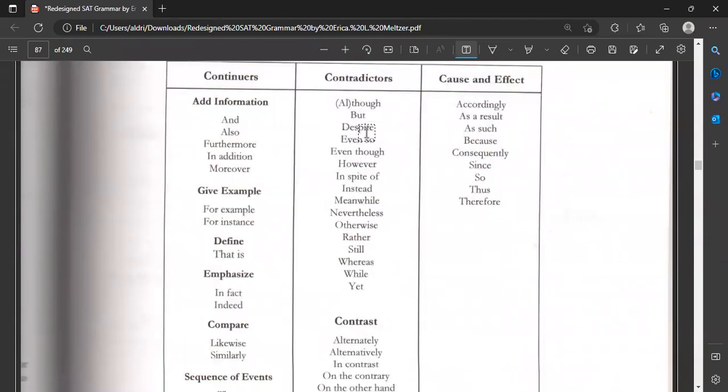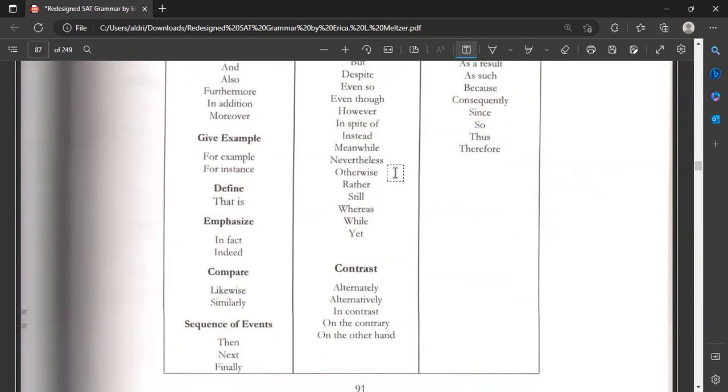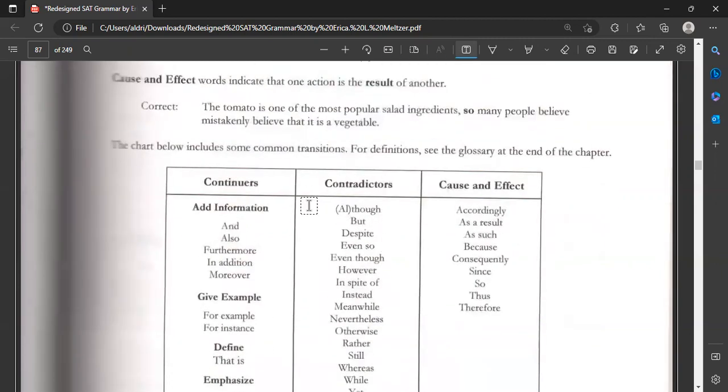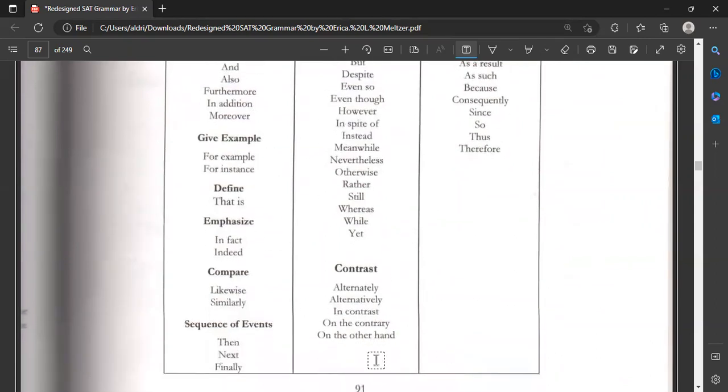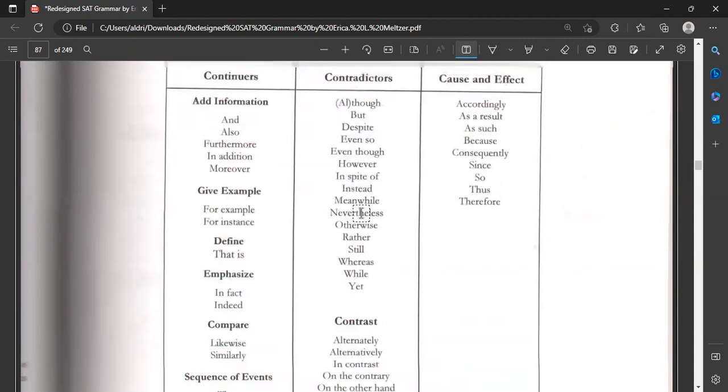We have contradictors: although, but, despite, even so, even though, however, in spite of. Just remember that when you're using despite, the word despite is used as it is, but when you're using in spite, it needs to be followed by the word of, this preposition of. So despite and in spite of. Instead, meanwhile, nevertheless, otherwise, rather, still, whereas, while, yet. Okay, so these are all contradicting. And if you're contradicting between two things, you're not trying to compare but to contrast, you can use alternatively, in contrast, on the contrary, on the other hand.